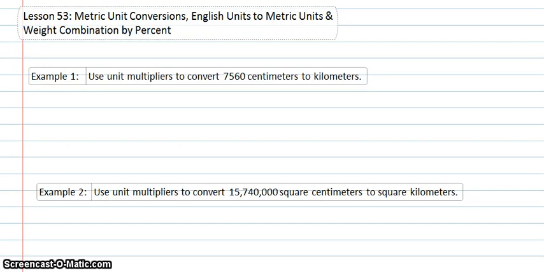Lesson 53, we're looking at metric unit conversions, English units to metric units, and weight combination by percent.